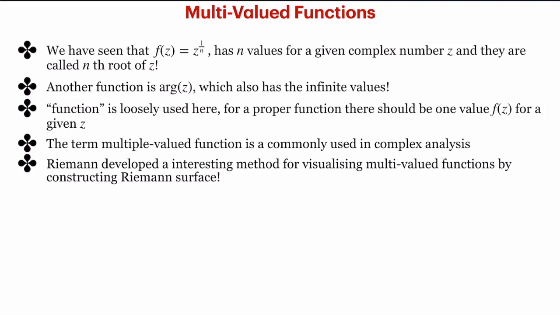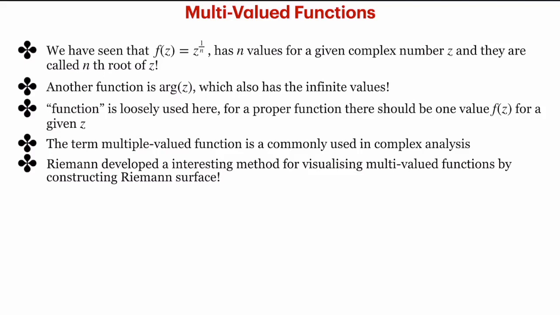Another function is the argument of z. When the angle is 2 pi, it maps back into the same thing. So you can add n times 2 pi to any argument and you would represent the same point. Then you have a whole series of infinite values for the argument of z. It is a function in a loosely speaking way. A proper function should not do that.